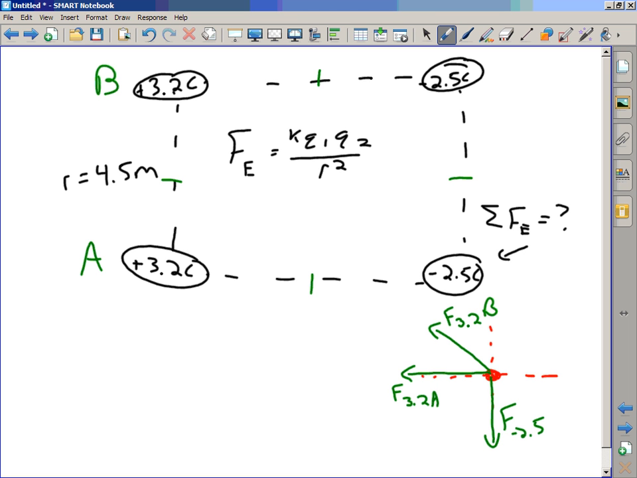Let's think about angles collectively together. The negative 2.5. What angle is that one at? 270. The 3.2A. What angle is that at? 180. 3.2B. 135. Good. 135. How'd you get it?